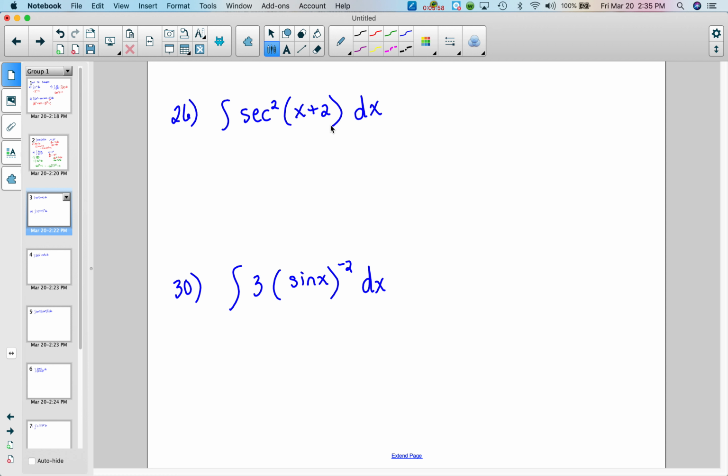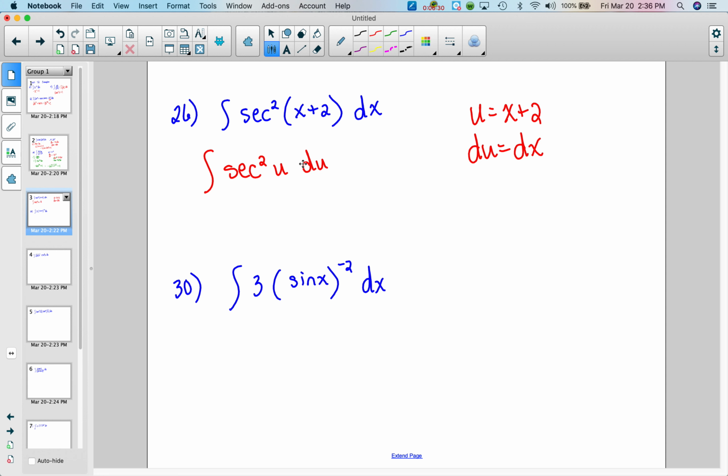So on this one now, notice they don't tell you what to use for u, so you have to decide. Well, we know that the derivative of tangent is secant squared. So I have a secant squared here. So then I'm going to let u be x plus 2 because du is just dx. So then I can replace this with secant squared u du.